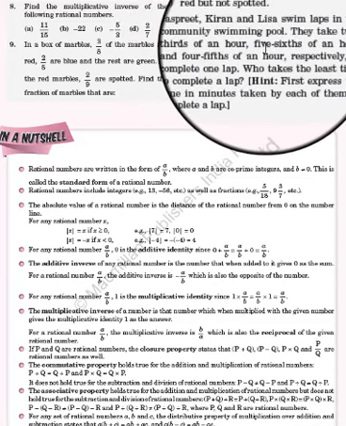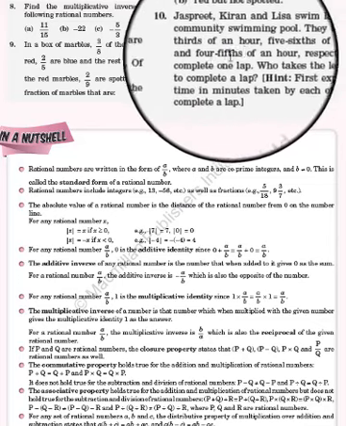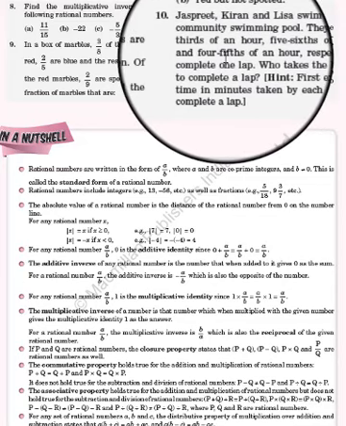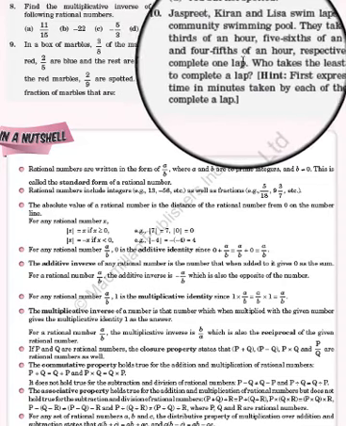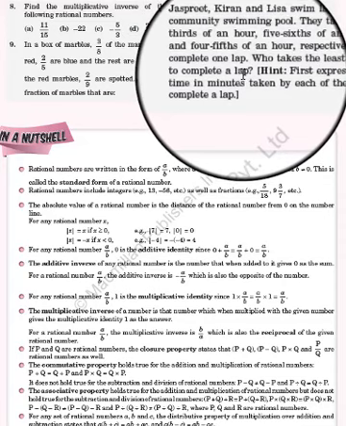Then 5 upon 6th hour is taken by Kiran. So 5 by 6 multiplied by 60 comes out to be the time taken by Kiran. And Lisa, which is 4 upon 5. That is 4 by 5 multiplied by 60. That will give you the time taken by Lisa. Now the question says who takes the least time to complete the lap. You can see after calculating which one comes out to be the least.